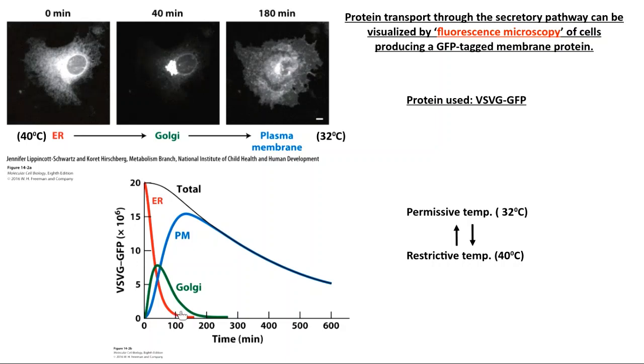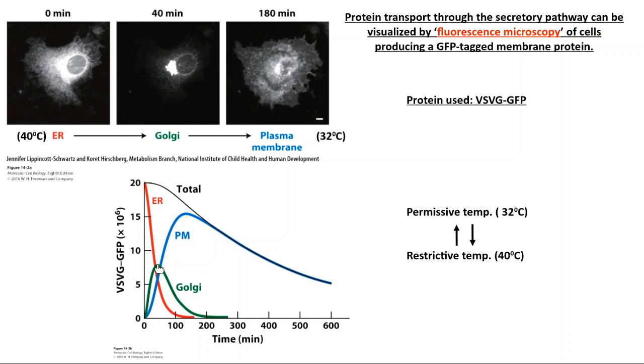As the concentration is decreasing, what is the next step? The next step is Golgi. As the concentration in the ER is decreasing, the concentration in the Golgi is increasing at the same time, because all the proteins are getting transported to the Golgi.